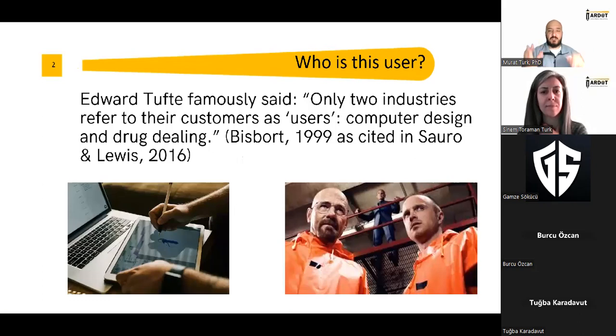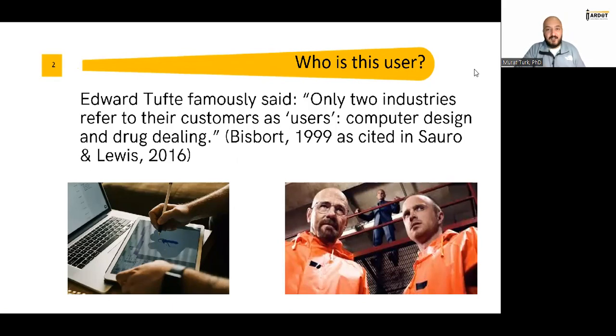So who is this user in this user experience journey? Edward Tufte famously said, only two industries refer to their customers as users: computer design and drug dealing. So let me make something clear here. We are talking about the first of the two industries here, not the second one, right?